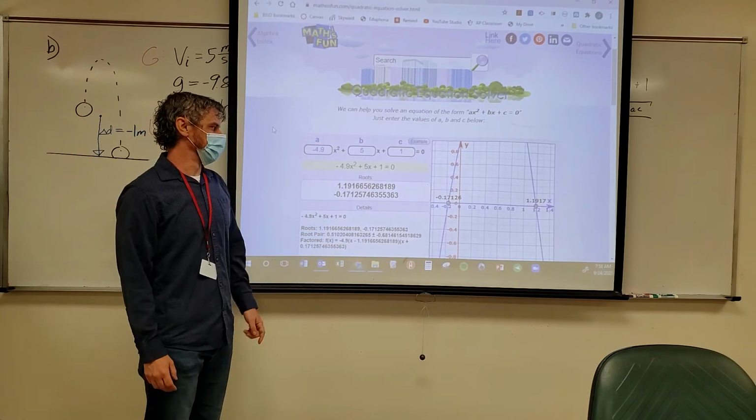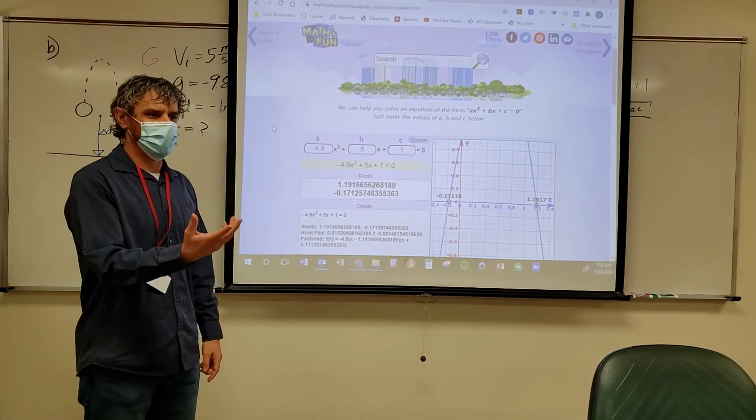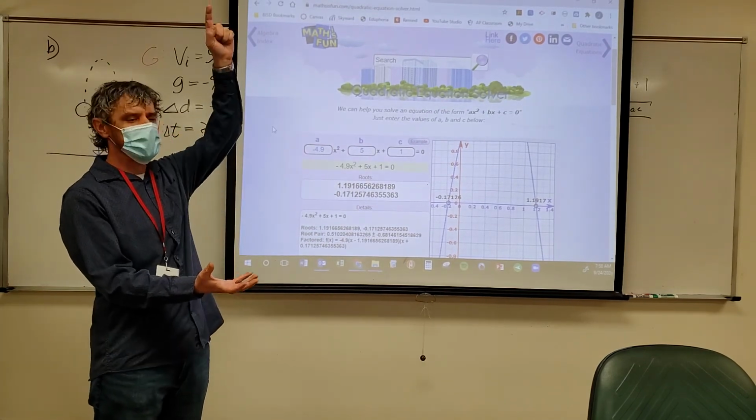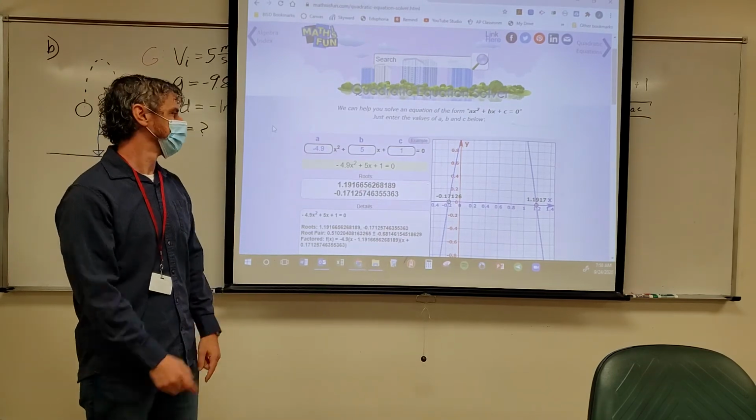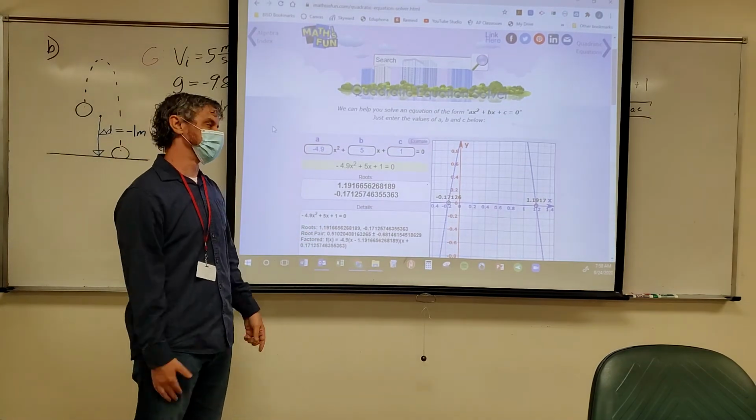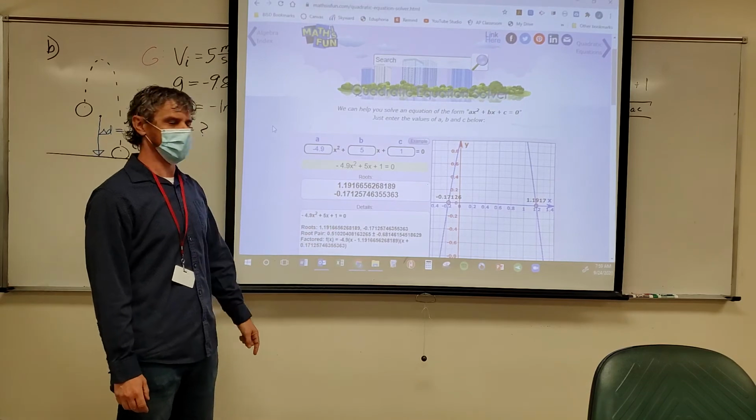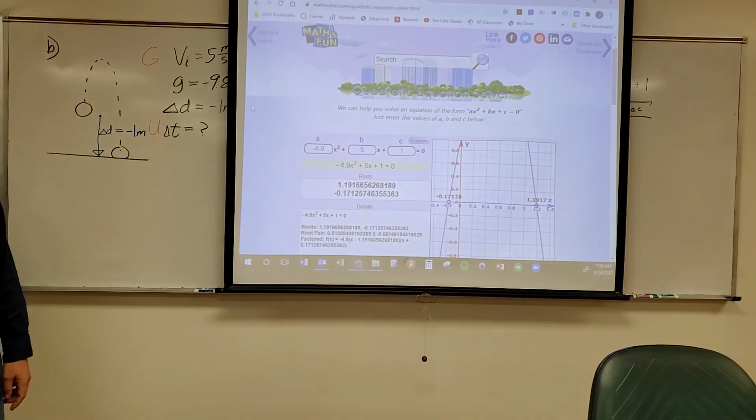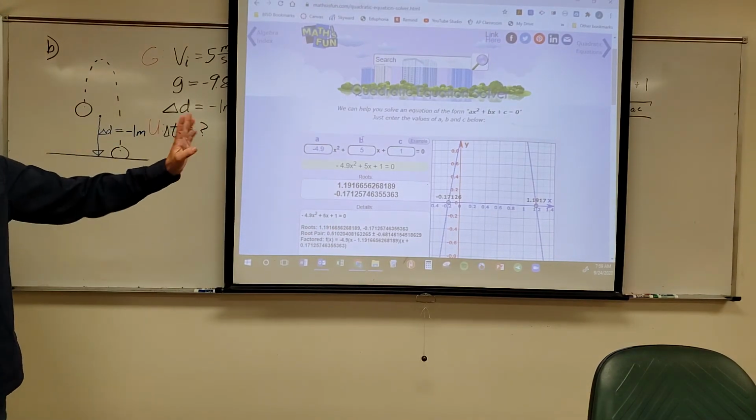So it's 1.19 seconds. So if you throw an object up from 1 meter high, and then you miss it on the way down, and it hits the ground, and you throw it up at 5 meters per second, it'll be in the air for 1.19 seconds. That's just math, right? This is a physics class.